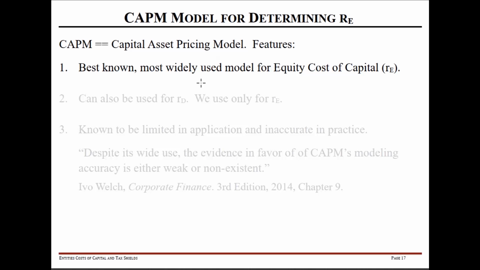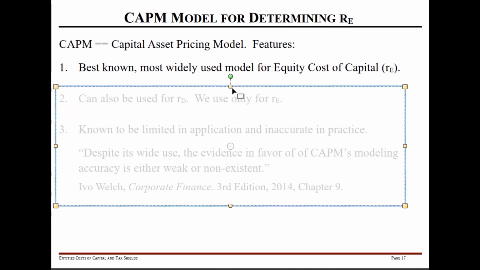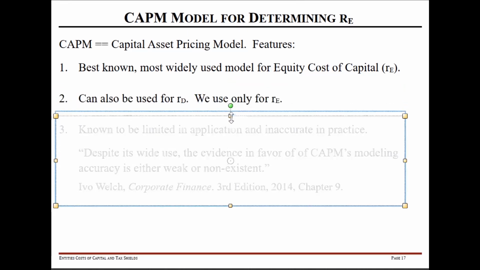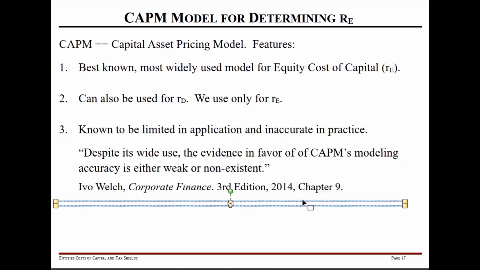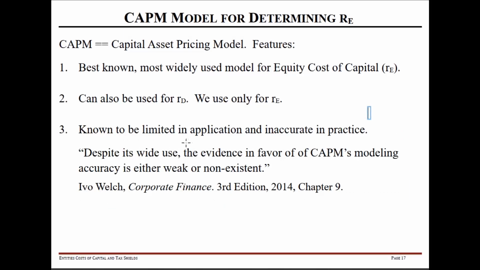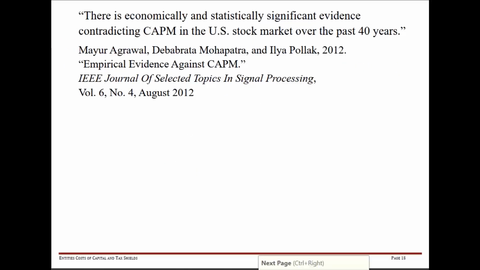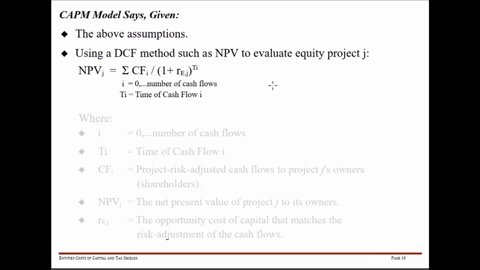CAPM is our best known, most widely used model for equity cost of capital. Could be used for RD, whatever. You should know that it's limited in application and inaccurate. And I've given you some good quotes on this from some pretty good sources. So we all know that CAPM is not so great, but we use it anyway because why? Because it's a nice, easy model to put into a computer. I'll show you that in just a second.